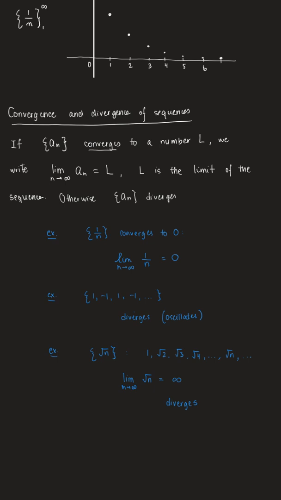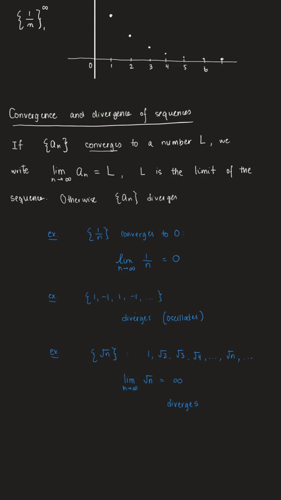So a sequence converges if, in the limit as n gets very large, it approaches one specific value. It diverges otherwise.